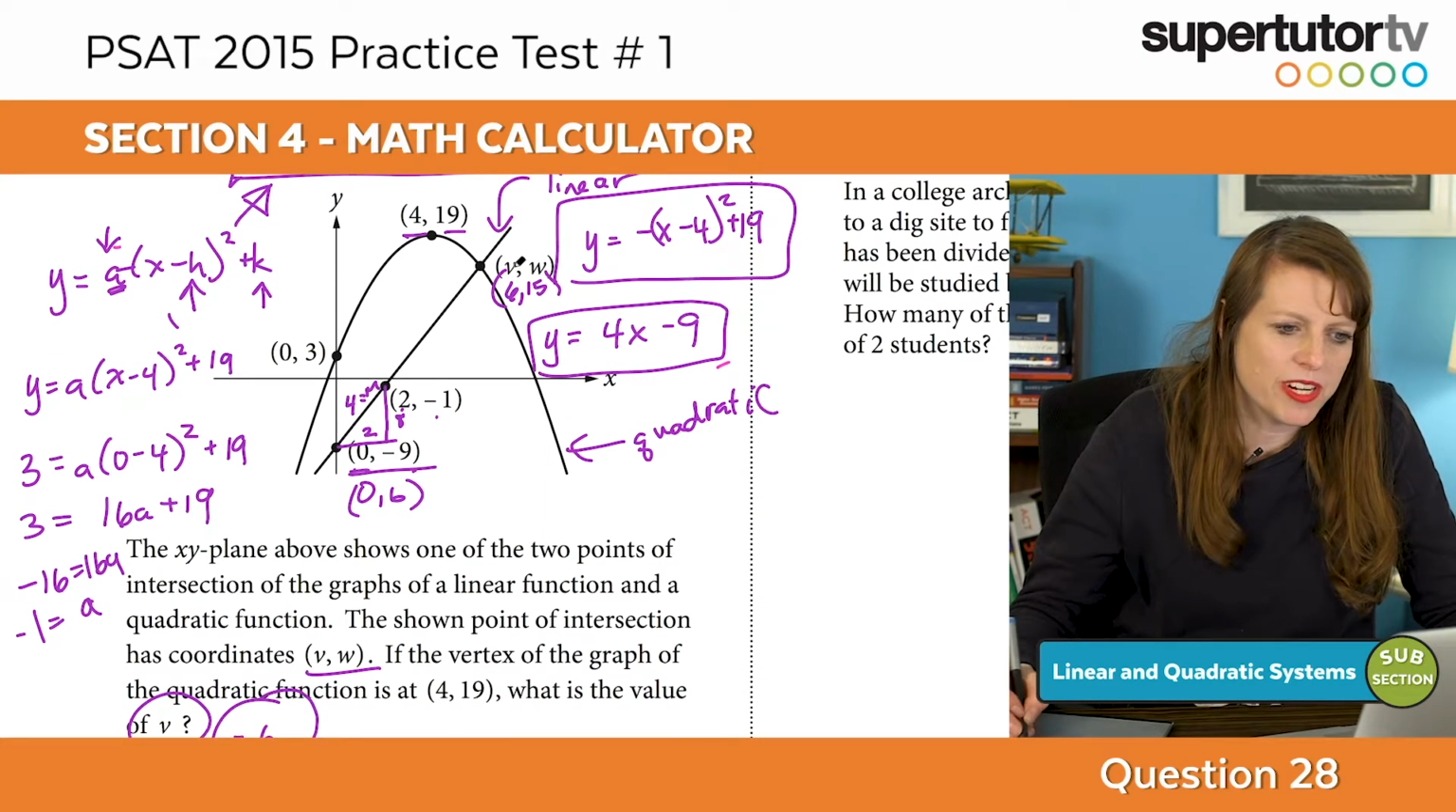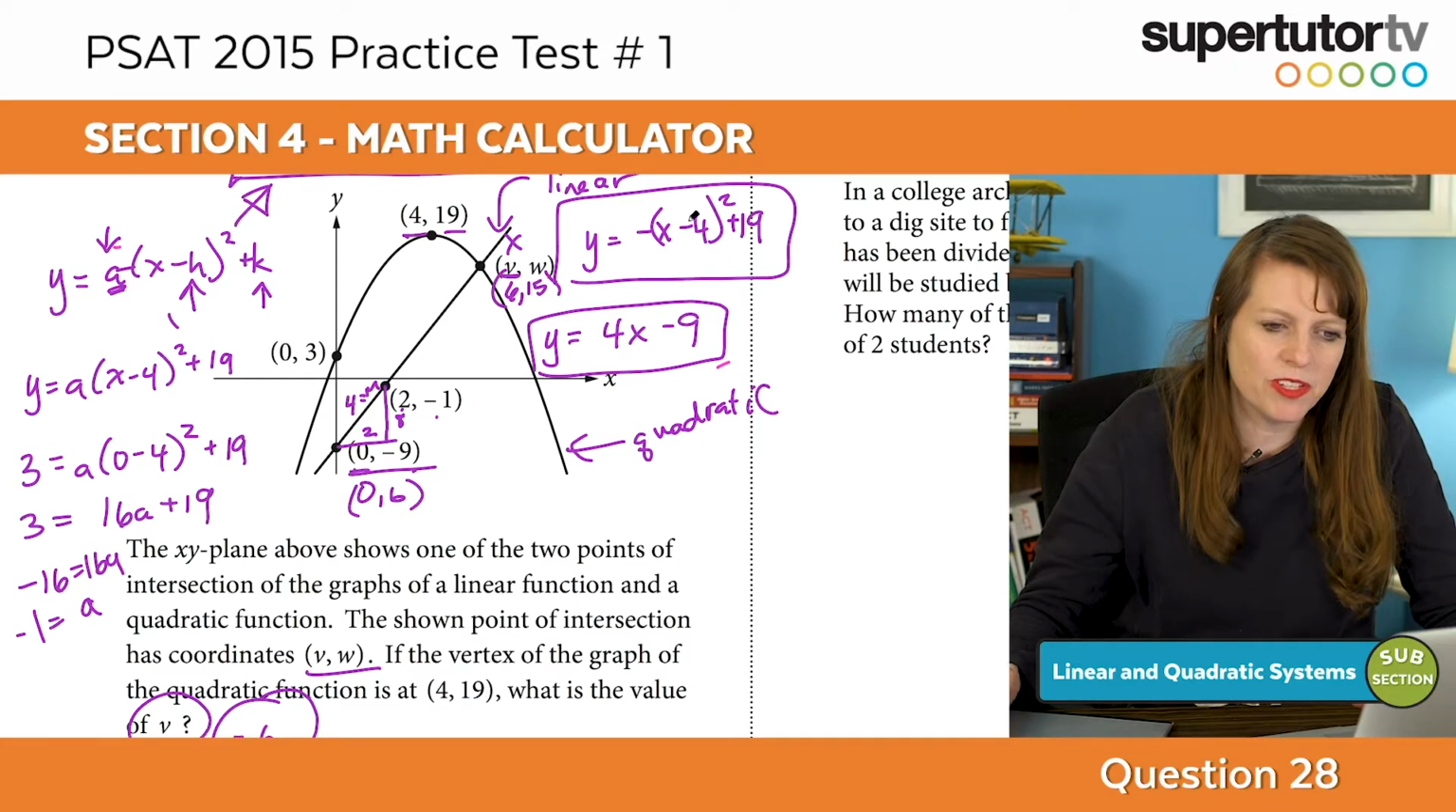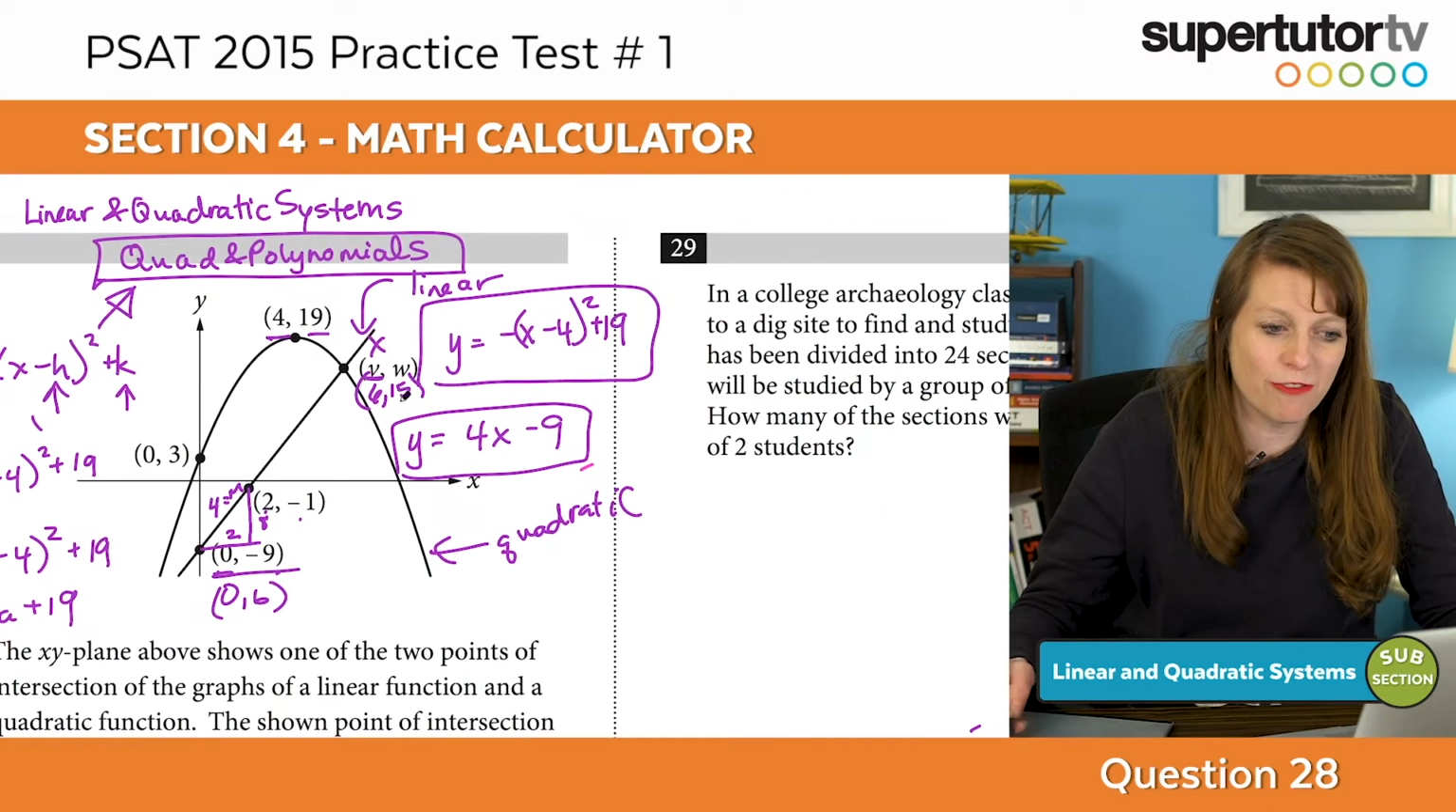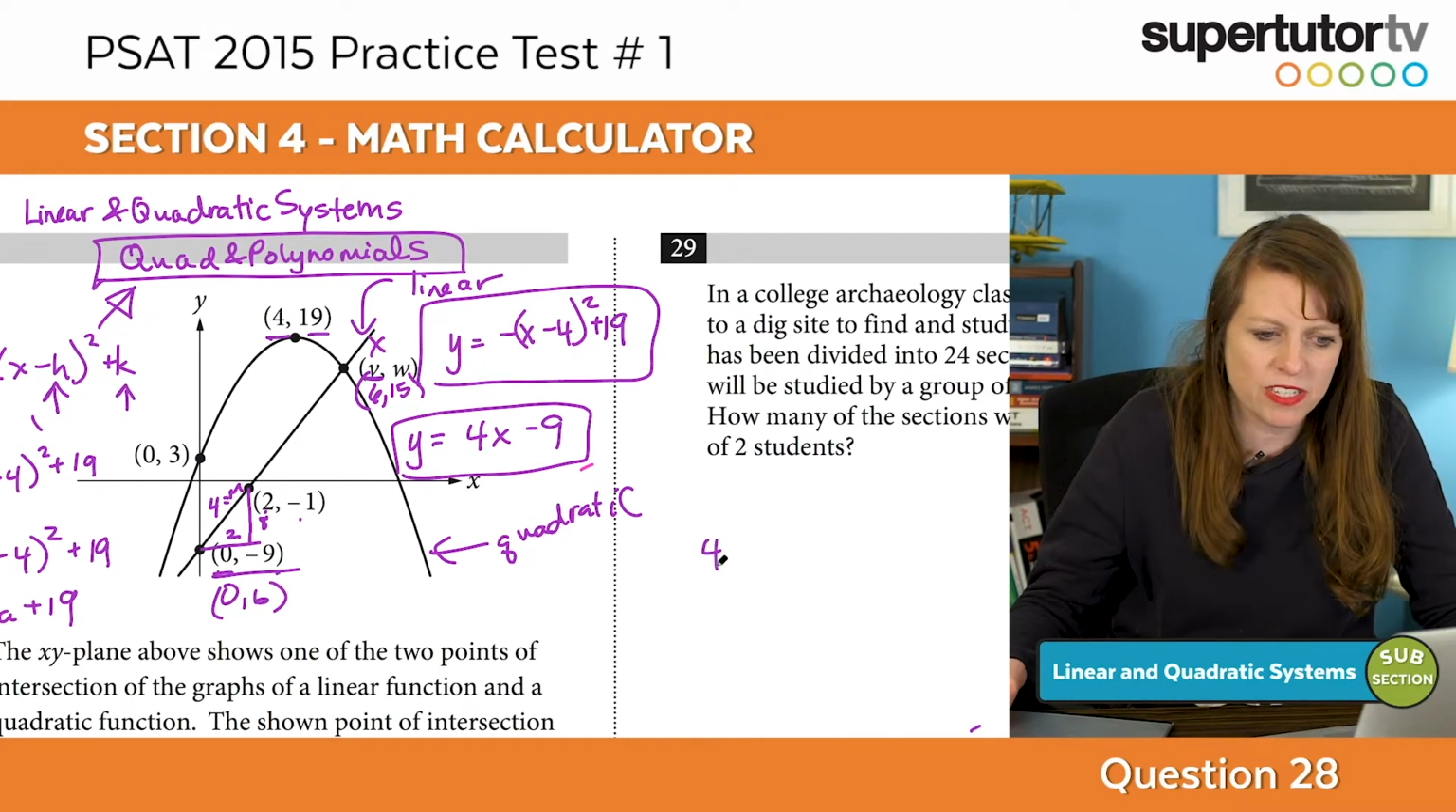Well, the other way you could do it is V is like X, right? So that means you want to solve these out for X. So you could plug in V and W into these if you wanted, or you could just solve for X between these two. And how would you do that? Well, you could set 4x minus 9 equal to negative x minus 4 quantity squared plus 19.